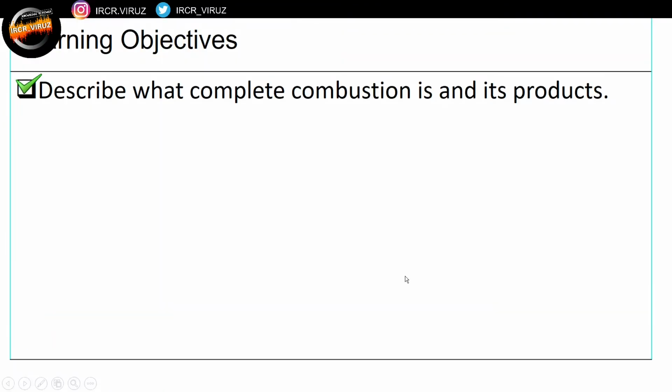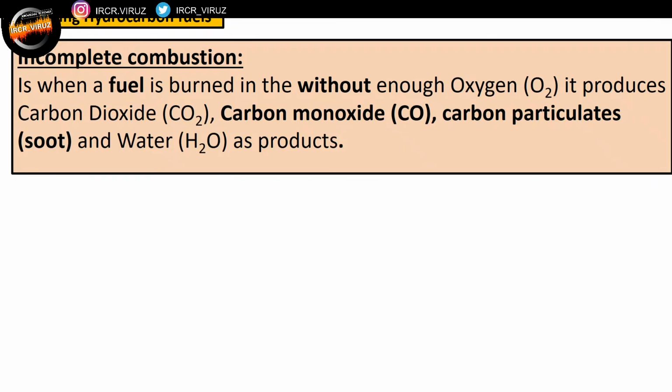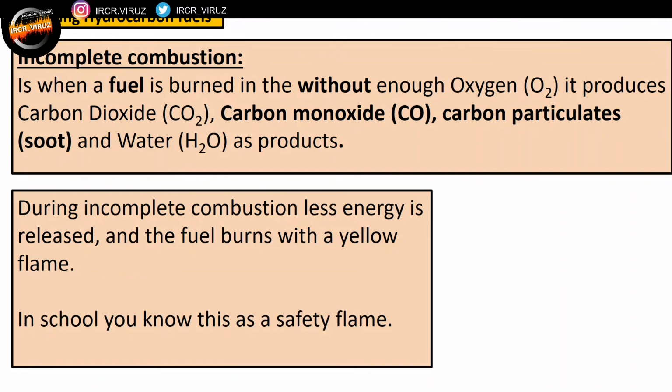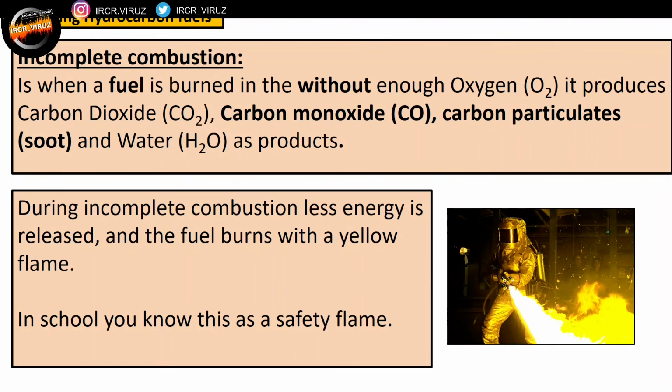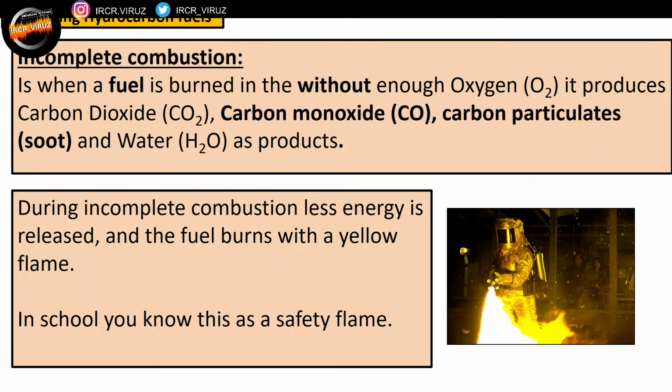Okay, so by now you should be able to describe what complete combustion is and its products. Okay, so let's see. Incomplete combustion is when a fuel is burned without enough oxygen. It produces carbon dioxide, carbon monoxide, carbon particulates or soot, and also water as products. Okay, so during incomplete combustion, less energy is released and the fuel burns with a yellow flame. In school, you will normally be told that this is the safety flame.